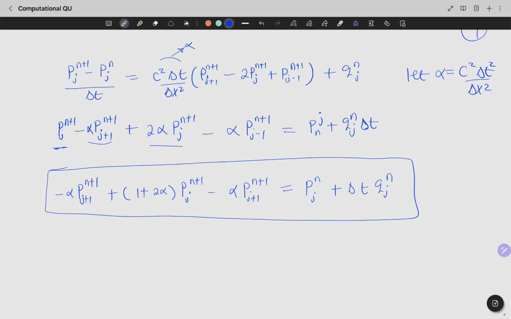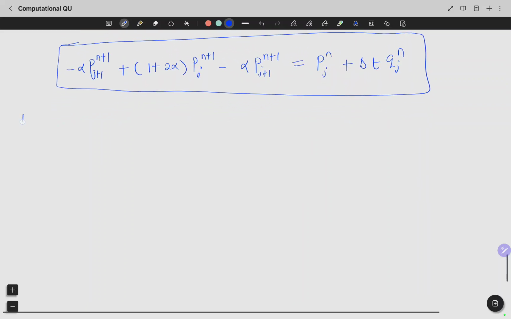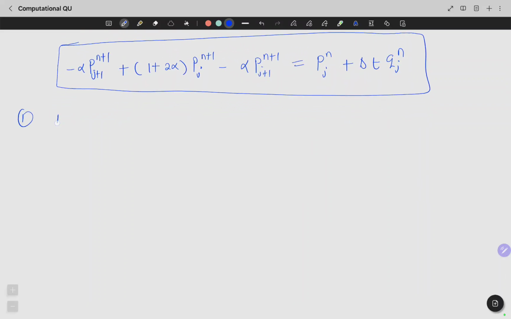This is an implicit scheme. We have to organize it in a way that we solve in the form Ax equals b, and then we find x, which is A inverse times b. This is easy. You just use numpy linear algebra, and then you get it. But before we arrive there, we have to first look at the initial conditions.